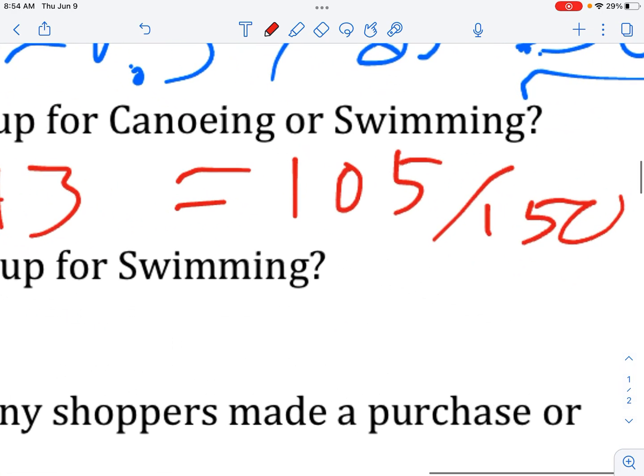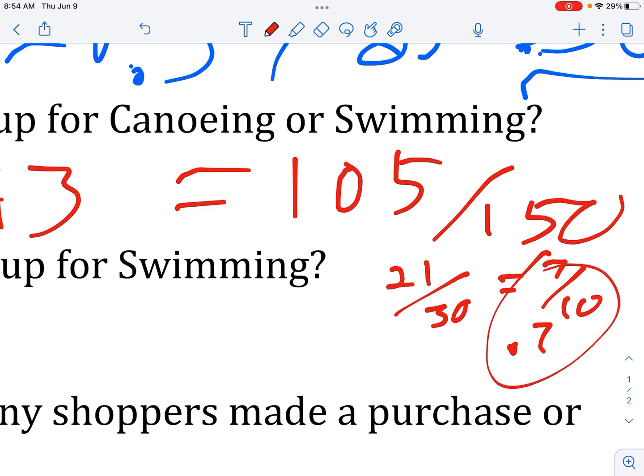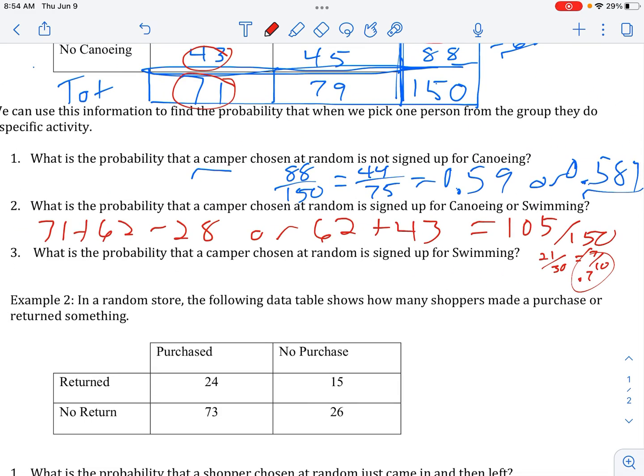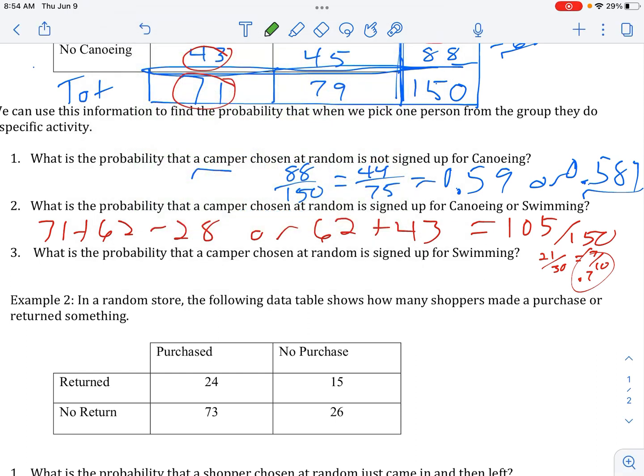And then we can reduce that fraction by dividing by 5, so that's going to be 21 out of 30. And I could divide by 3, and that would be 7 out of 10, which is 0.7 as a decimal. All right, so one of those two is going to be the correct answer for that one. And then let's go ahead and use another different color just so we can keep things straight.